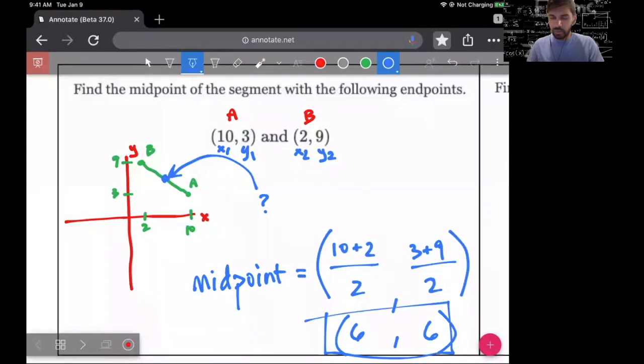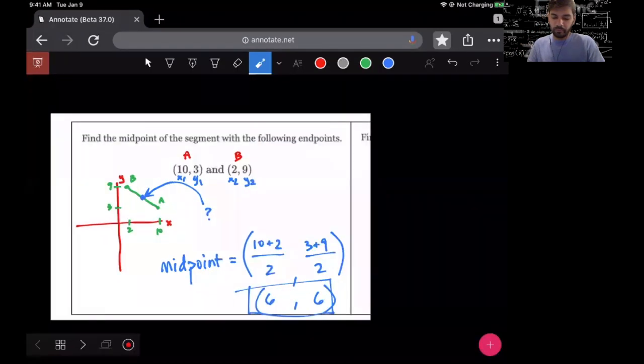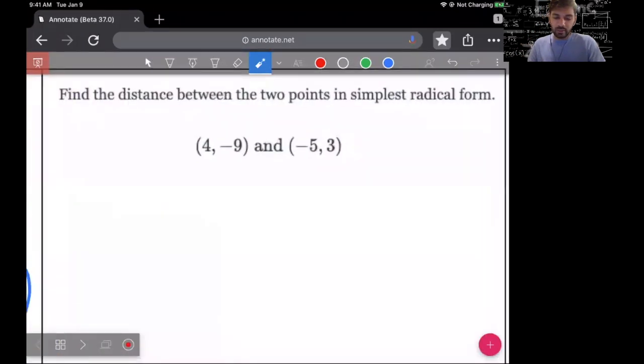So in this problem, we ended up getting 6, 6, but that doesn't mean that every problem will end up being the same two numbers. It just depends on what the two coordinates are. And so there's the midpoint formula. Now let's talk about the distance formula.